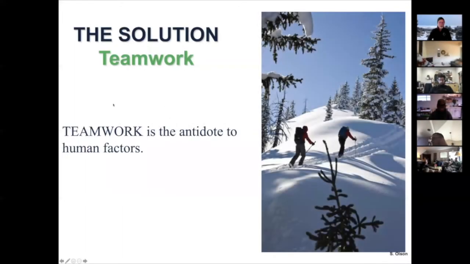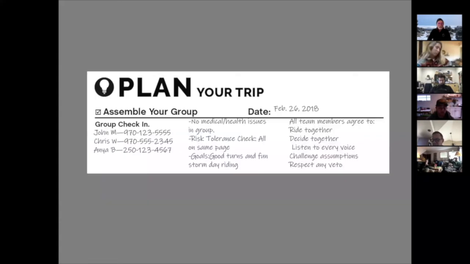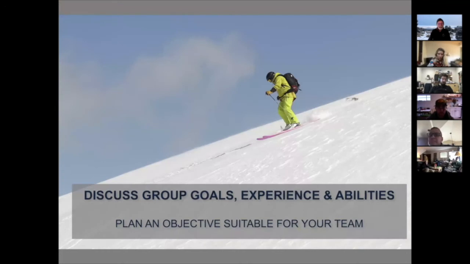So in our book, we have teamwork that kind of overrides everything. We've touched on it a little bit. We're going to delay debrief for just a moment. So we've planned our trip, our group. We've got the group of people that we like, that we want to go out with. We've discussed the group goals, experience. We've got a suitable objective.